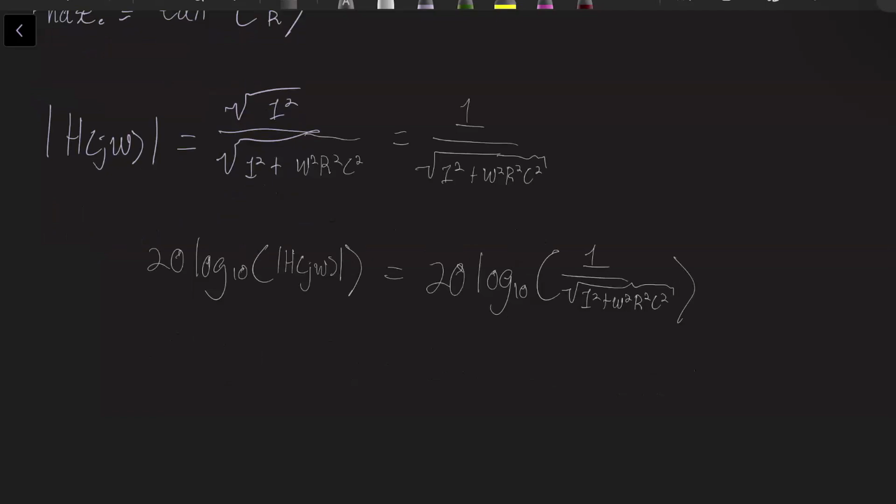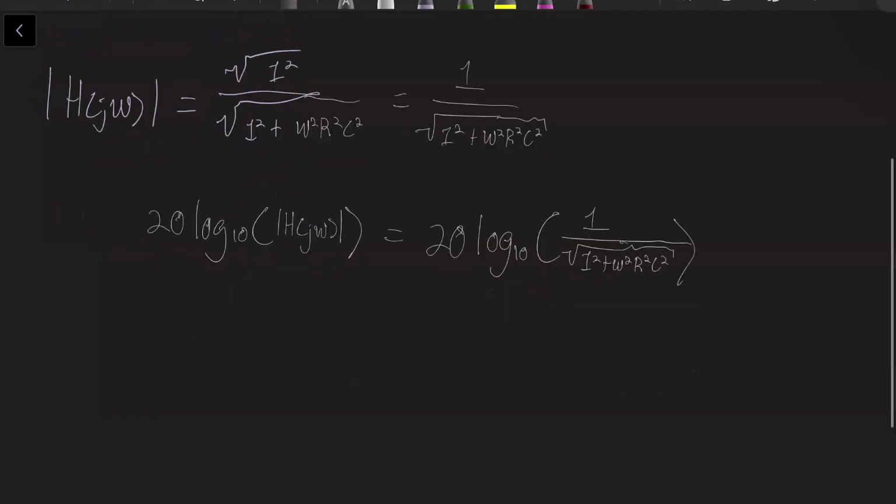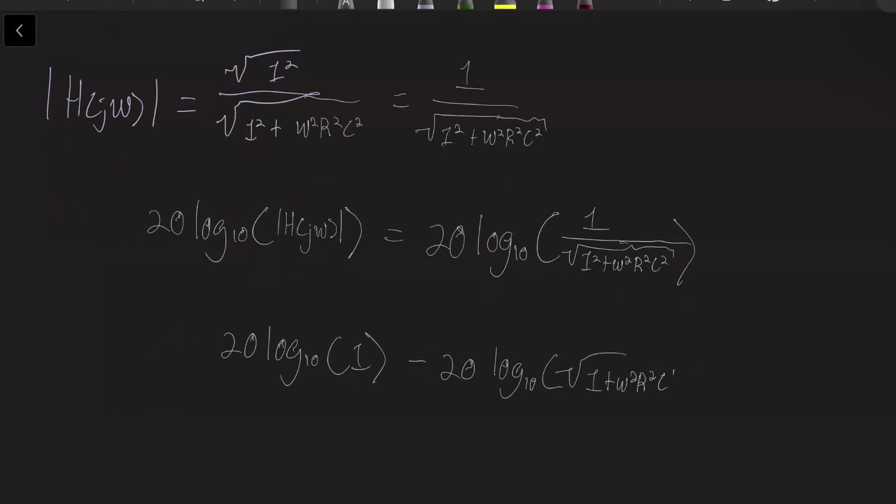Now, with our log rules, we can simplify this in two different ways. The first way we can do it, we know whenever we have division, we can rewrite that expanded as 2 log terms subtracted. So we can simplify this down to 20 log base 10 of 1 minus 20 log base 10 of the square root of 1 plus omega squared R squared C squared.